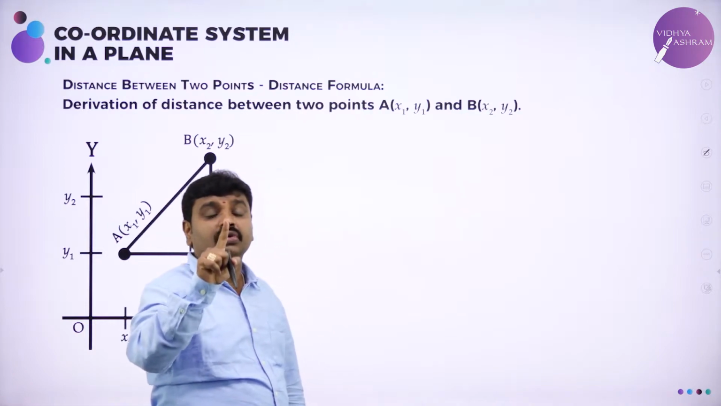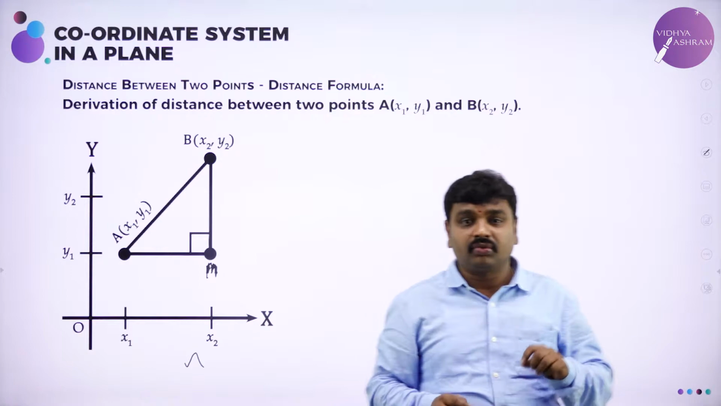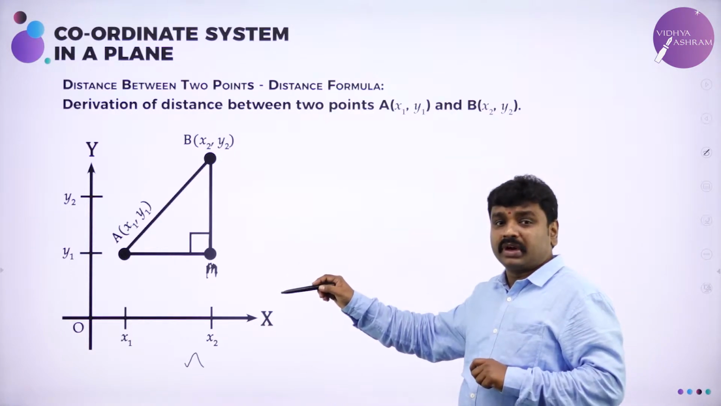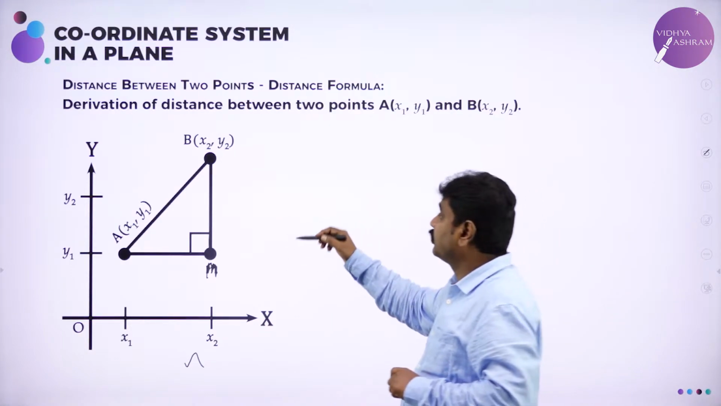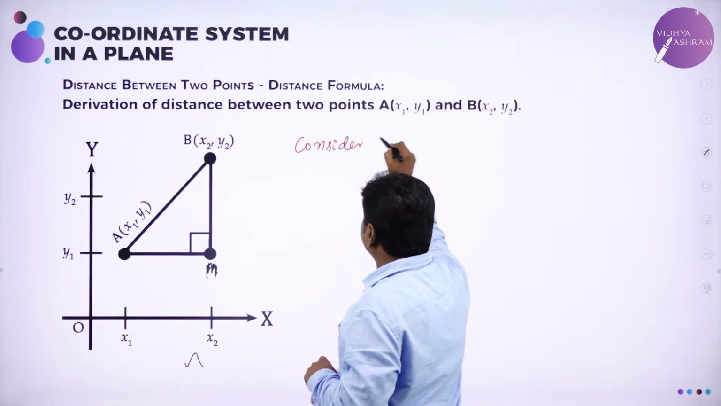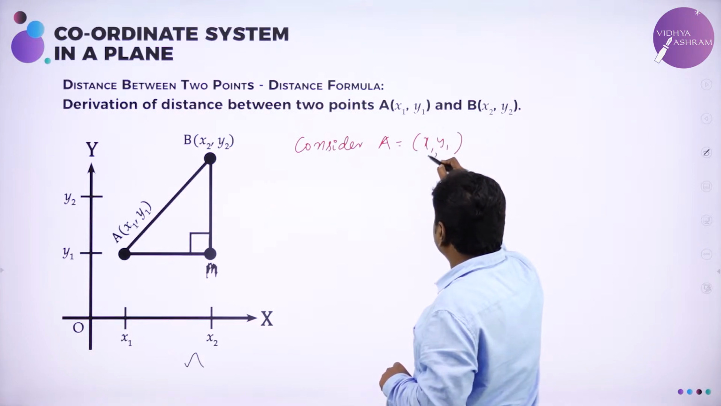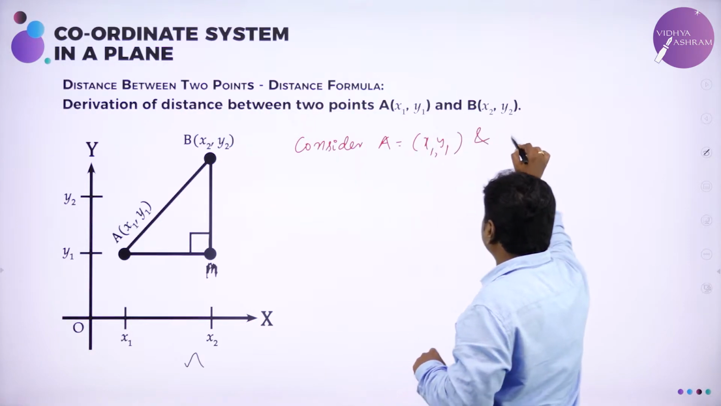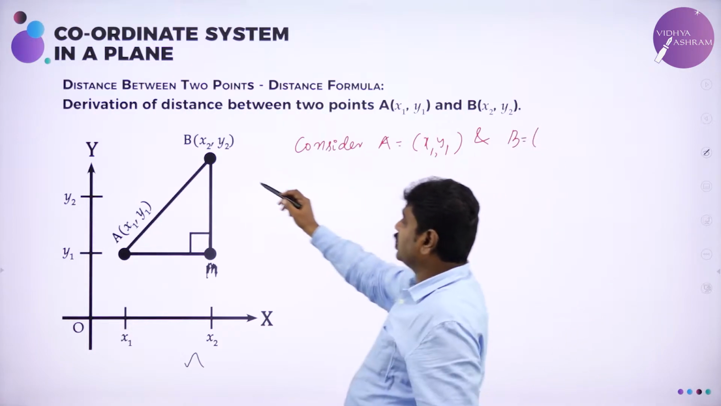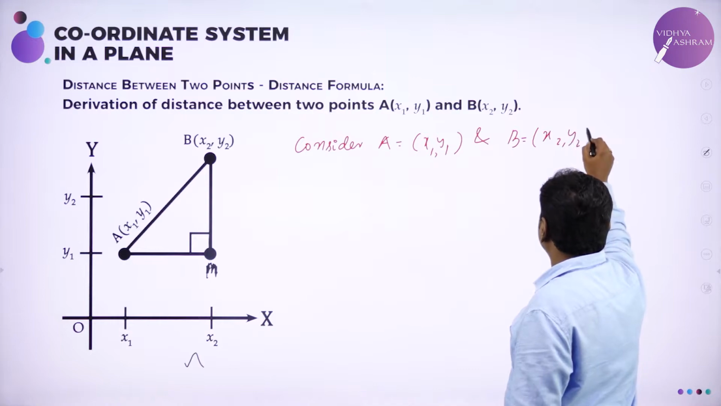First and foremost, we have to consider what we have taken in the derivation. So what are the considerations? Consider 2 points, A comma B. First we should write consider 2 points. What are the 2 points? A value is how much? x1 comma y1, and B. In the diagram, B is what? x2 comma y2. B is x2 comma y2.